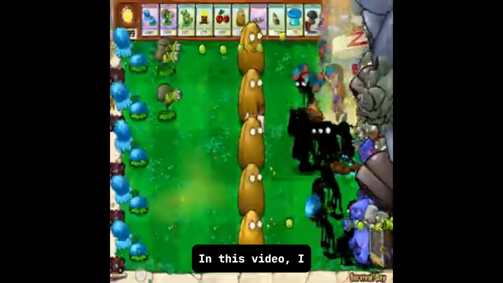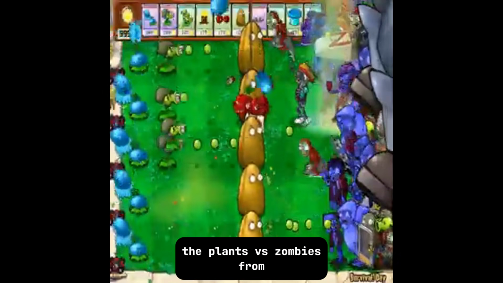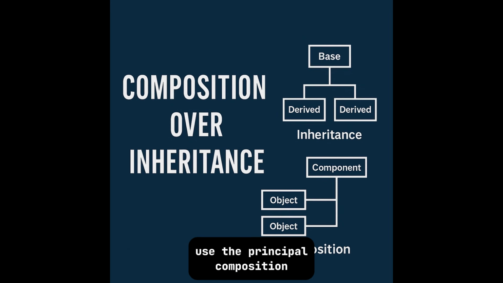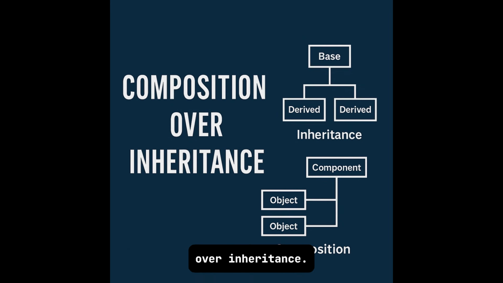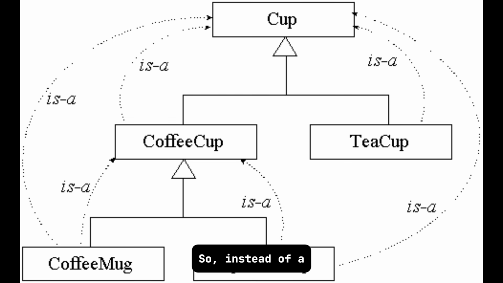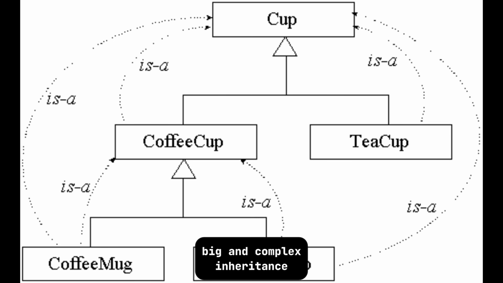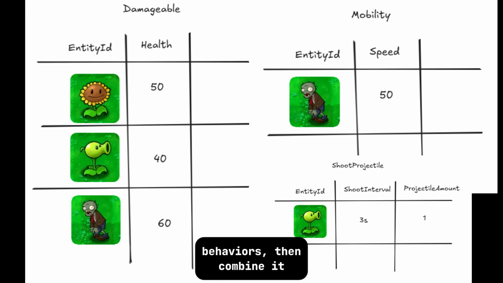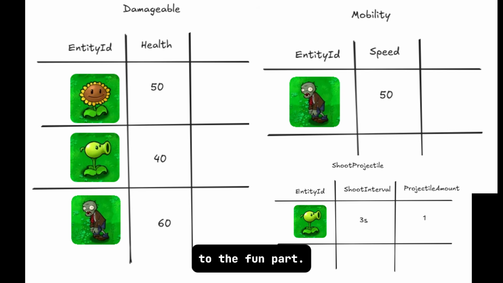In this video, I will try to design the Plants vs. Zombies game from scratch. In here, I will use the principle composition over inheritance. So, instead of a big and complex inheritance tree, I will divide the plants and the zombie into multiple behaviors, then combine them together. Let's go straight to the fun part.